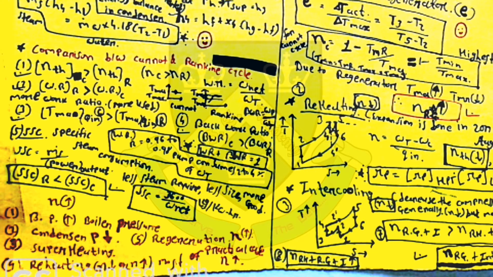After that, there are 5 main points which affect the efficiency. The first one is that by increasing the boiler pressure, efficiency will increase. Then by decreasing the condenser pressure, efficiency will increase. Then by superheating, efficiency will increase. By reheating, efficiency may increase or decrease. The fifth one is that by regeneration, efficiency will increase. So this is all about the Rankine cycle.